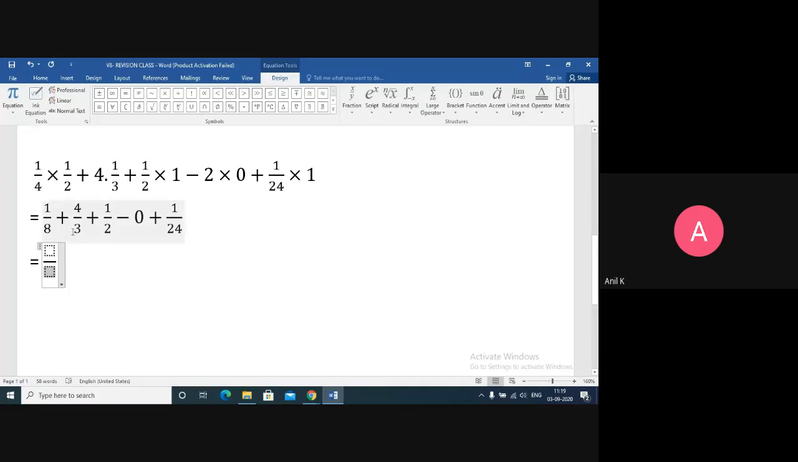So here you have 8, 3, 2, 24. What will the LCM be? I think LCM is going to be 24. Here you will get 3 plus 32 plus 12 minus 0 plus 1, which is 48 upon 24, which is equal to 2. So this is the answer.